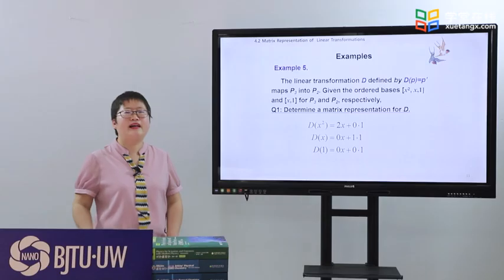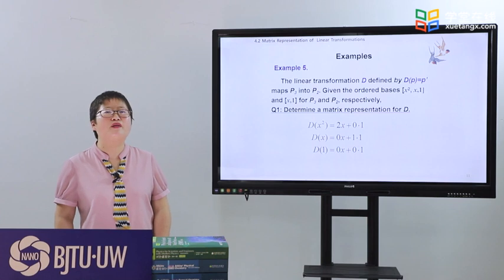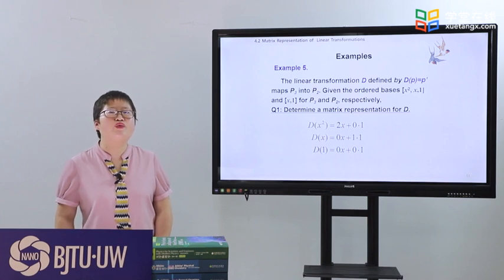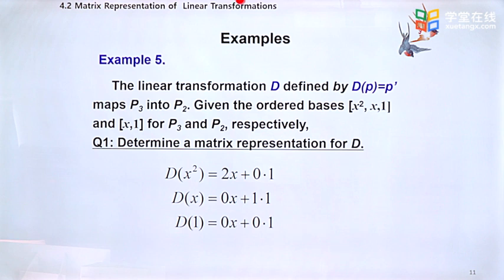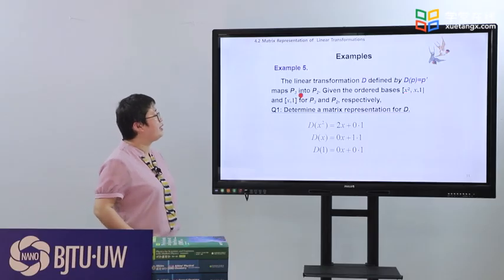Okay. Now we see example 5. The linear transformation D is defined by D of the polynomial function P equals P derivative. This one maps P3 into P2. P3 is the set of polynomials of degree less than 3, and P2 is the set of polynomials with degree less than 2. Given the ordered bases here and here for P3 and P2 respectively, they are the standard bases for P3 and P2.